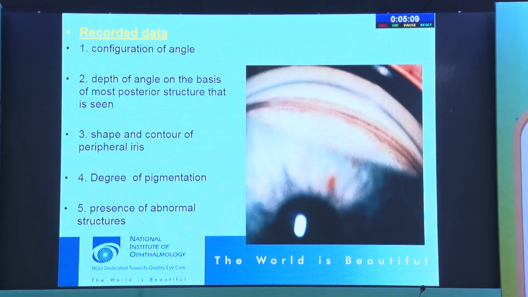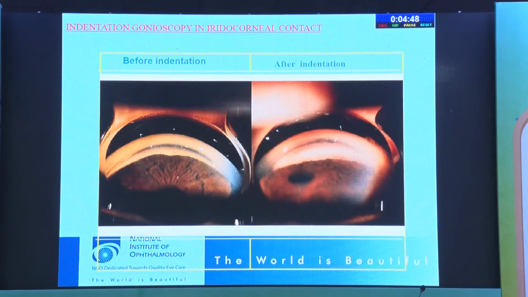Whenever we want to document the gonioscopy findings, we record the configuration and depth of the angle on the basis of the posteriormost structure seen in that quadrant, then the shape and contour of the peripheral iris, the degree of pigmentation, mild, moderate or heavy, and the presence of any abnormal structures like peripheral anterior synechiae, any NVA, any angle foreign bodies, or anything. So this is how we record the gonio findings.